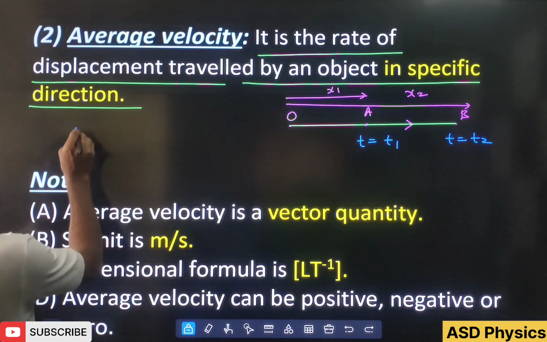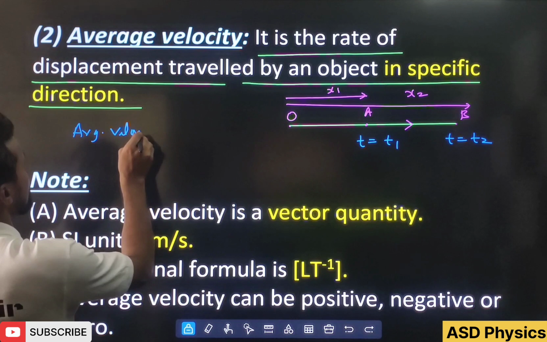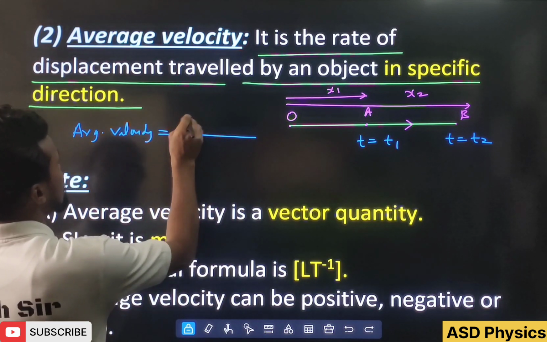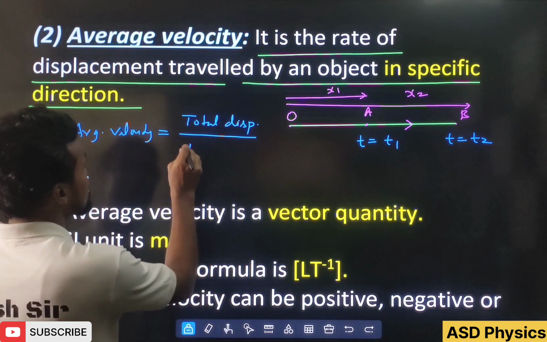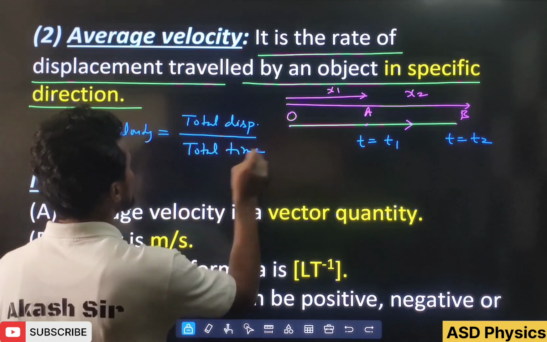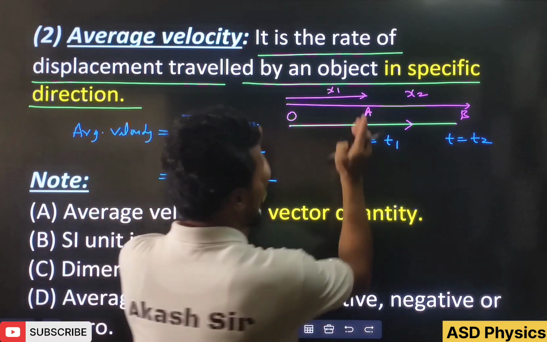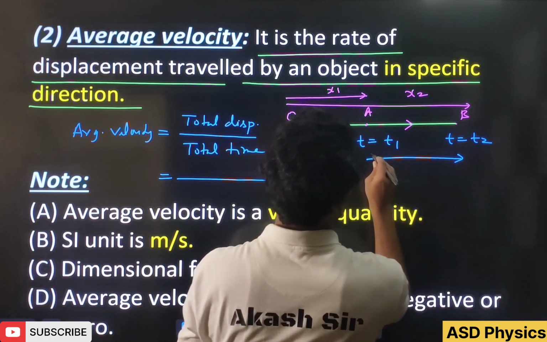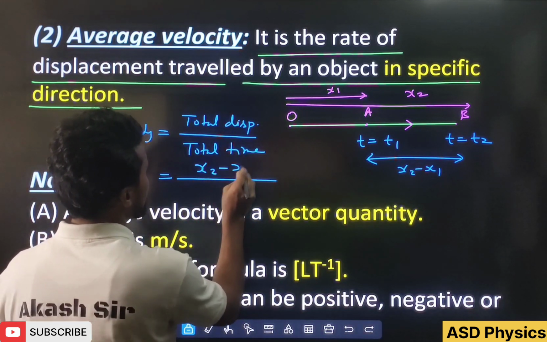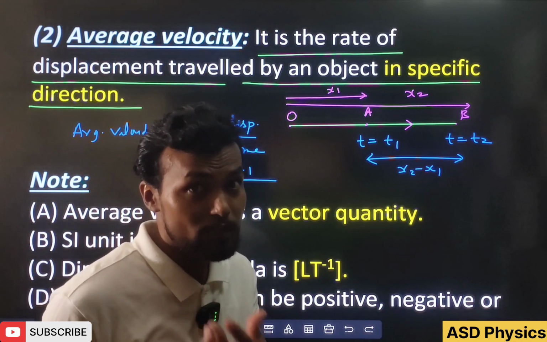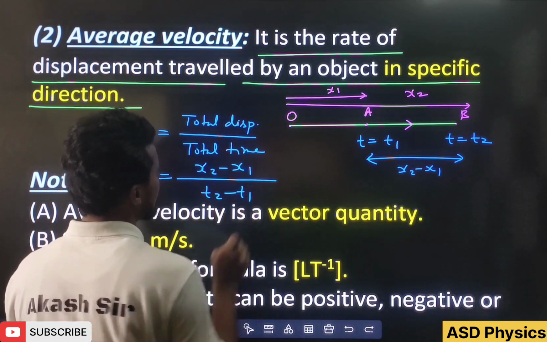So students, when it is traveling from A to B, then average velocity, very, very important, is given by total displacement by total time taken. When it is moving from A to B, how much displacement is there? This is x1, this is x2, so the displacement is x2 minus x1. Time taken means the time interval between the two points. Here time is t equal to t1, here time is t equal to t2, so the time interval is t2 minus t1.